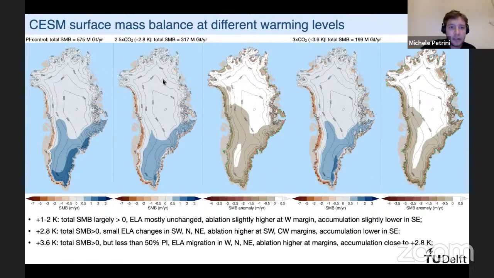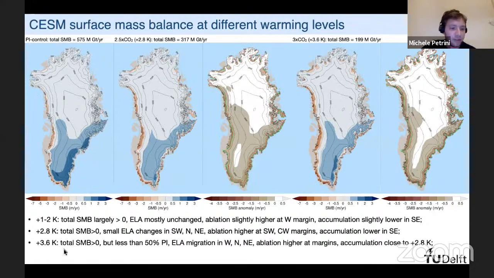Now, if we look at the +2.8 Kelvin and +3.6 Kelvin, for the 2.8 case, we can see that the SMB is still positive. There are some small ELA changes in the southwest and northeast basins. We do have an ablation that is starting to get higher in the southwestern and central western margins, and the accumulation is still lower in the southeast.